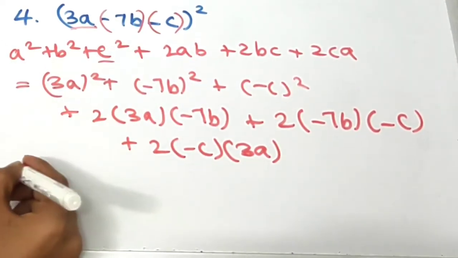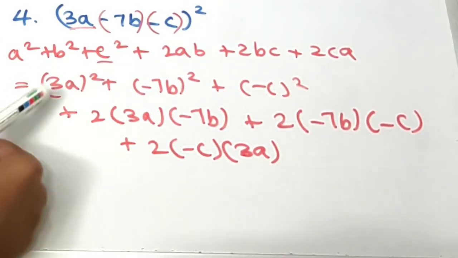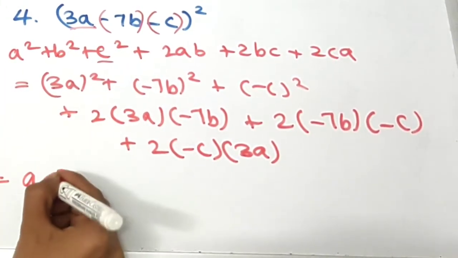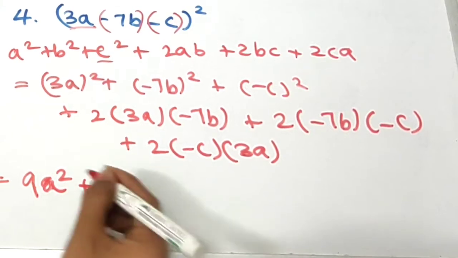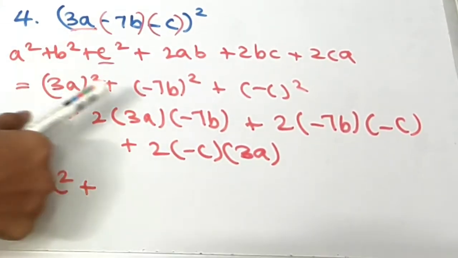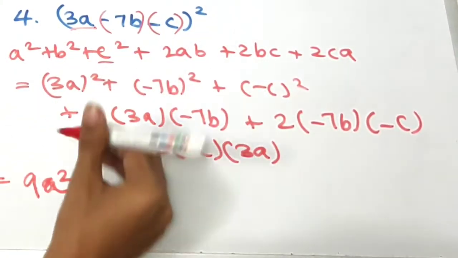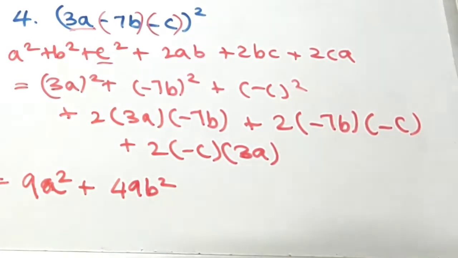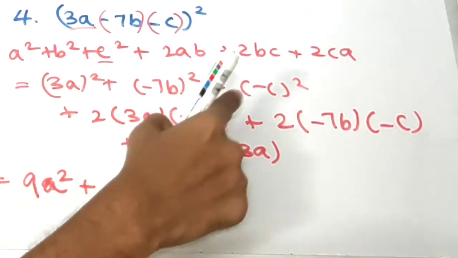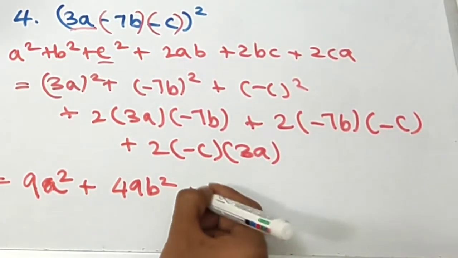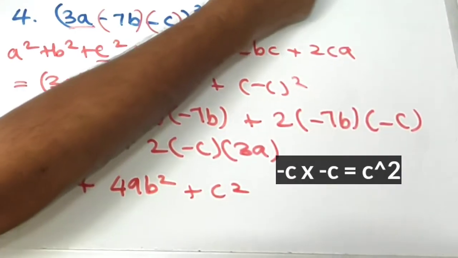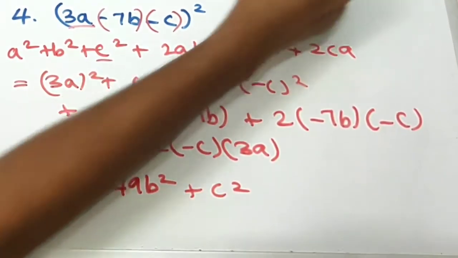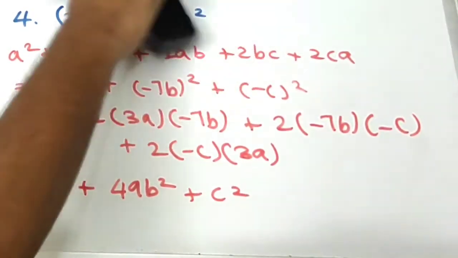Now we have to simplify all these, which is equal to 3a the whole square can be written as 9a square. 9a square plus minus 7b the whole square. So 7 square is 49 and b square. So minus times minus will give me plus. So 49b square. Now minus c the whole square would give me plus c square. Because it would be minus c times minus c, minus times minus would give me plus, c times c will give me c square, so plus c square over here.